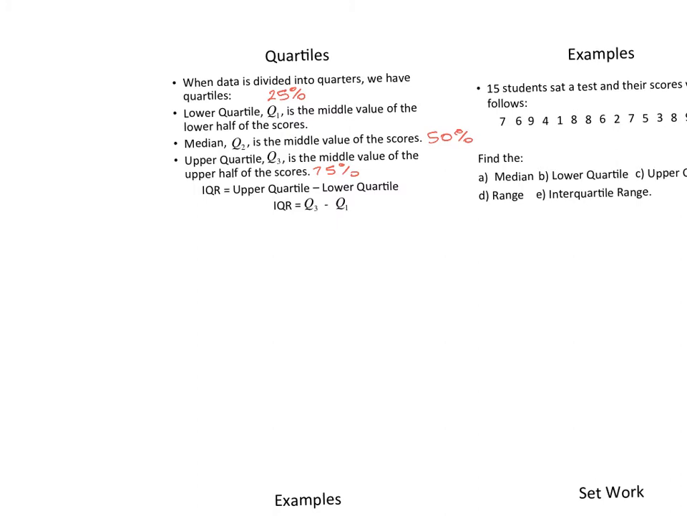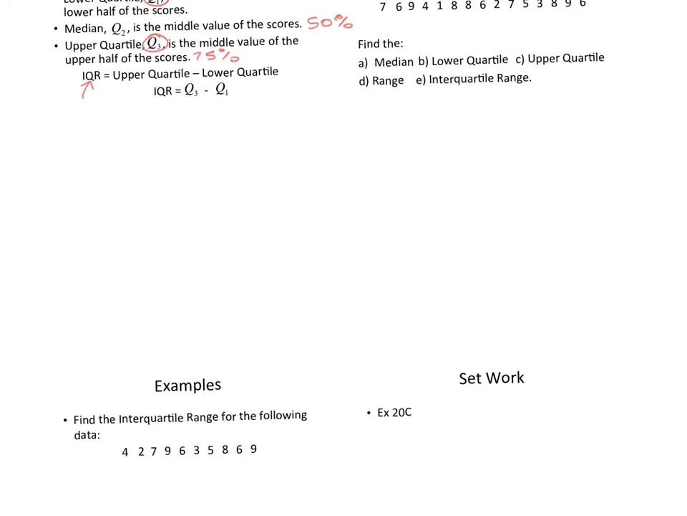And so the interquartile range is just the upper quartile minus the lower quartile, or in other words, Q3 minus Q1. So we don't use the median in the interquartile range. So I'll show you how to work all that out.